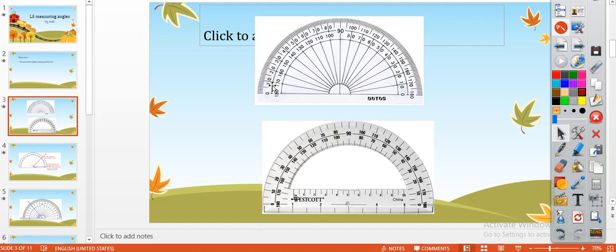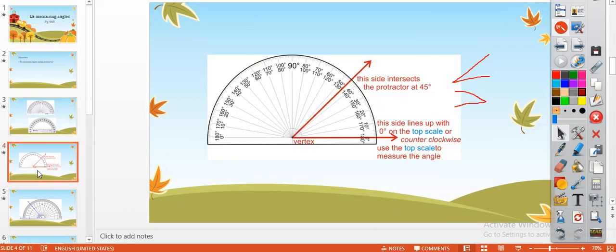Now as you can see here, each one has two scales. The scale starts from left to right with 0, 10, 20, 30, 40, 50 until 180. And it also has the same scale below the first scale, starting from the 0 but from the other side, because sometimes the angles are opened from this side and sometimes from that side. So it depends on how we are going to measure the angle. We are going to learn how to do this today.